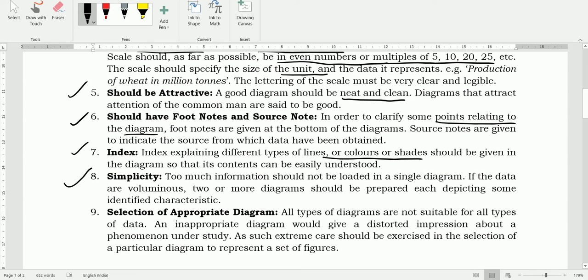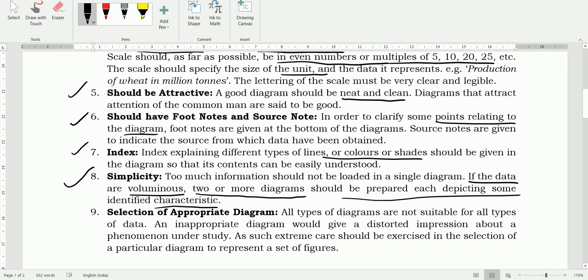Next, we have simplicity. Too much information should not be loaded in a single diagram. Do not try to load all the data in a small diagram or in a single diagram. If the data are voluminous, if the data are large, then we can represent them in 2 or more diagrams depicting some identified characteristics. If the data is too big, then we can draw 2, 3 diagrams on different characteristics or on different sub-themes.